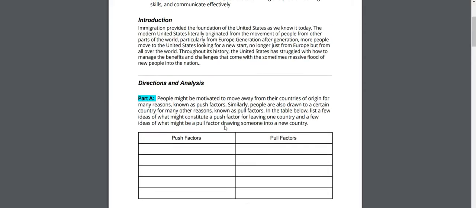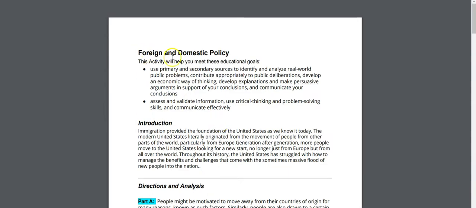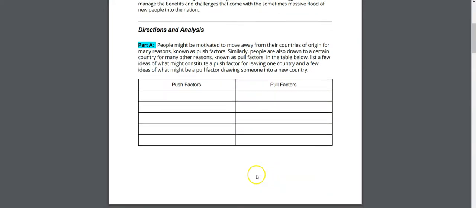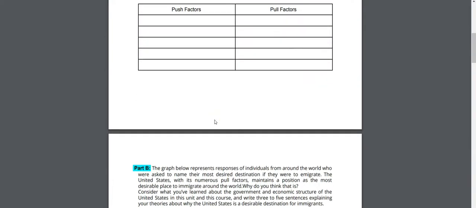This is the PDF version. As you can see, it's divided into a couple of parts. It's titled Foreign and Domestic Policy. Make sure you read the directions here for Part A, and make sure you write here the push and pull factors. Once you're done with that, you should be able to move on to the next part.